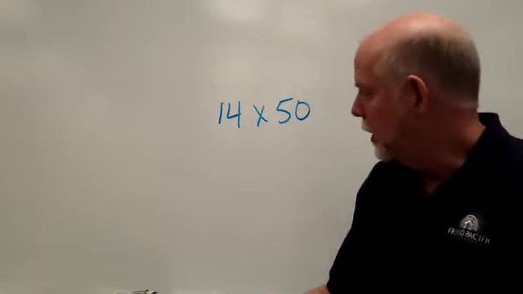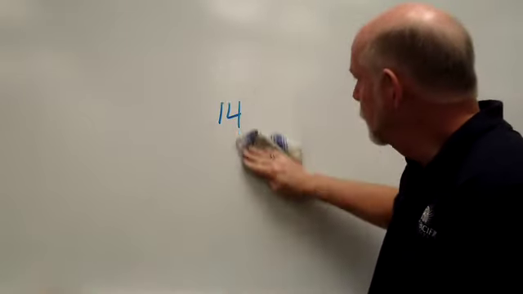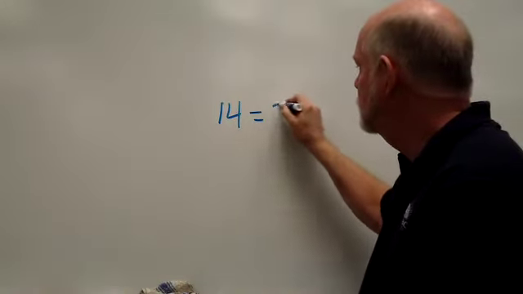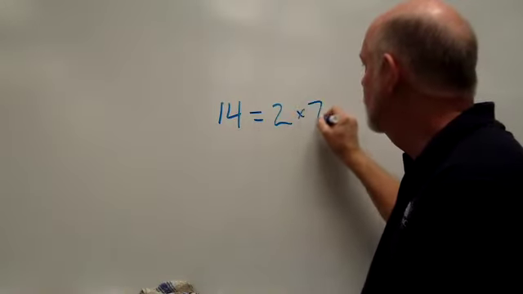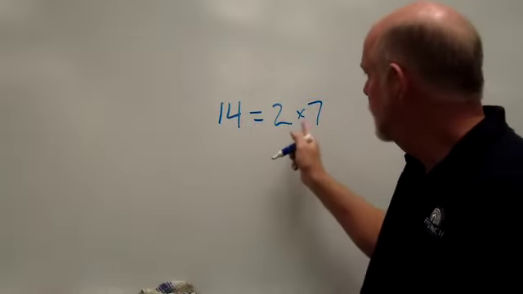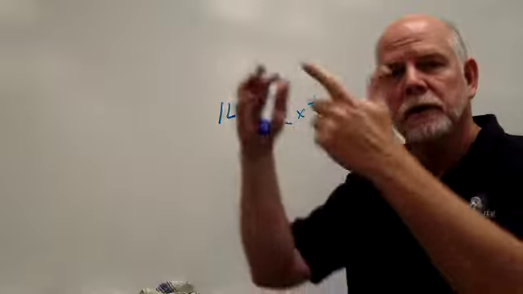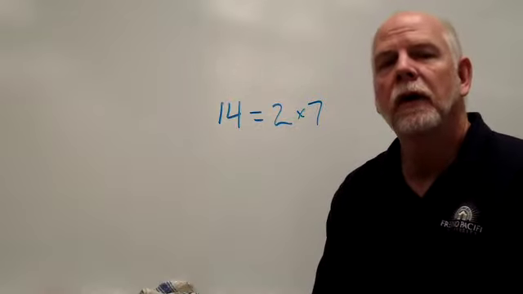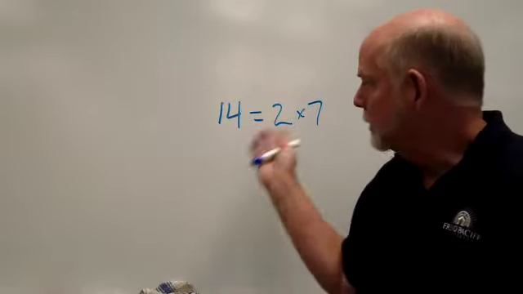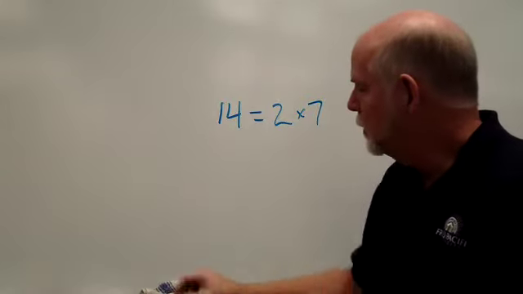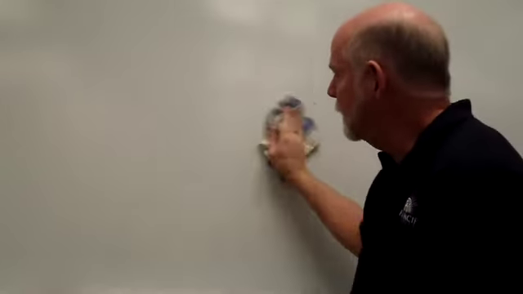And factors are simply when we write a number like 14, let's just use it. 14 can be written as 2 times 7. And so 2 and 7 are factors of 14. Because they are multipliers that go into 14, they are called factors. And then factors lead us to the process of prime factorization. And so you need to remember the concept of prime factorization.